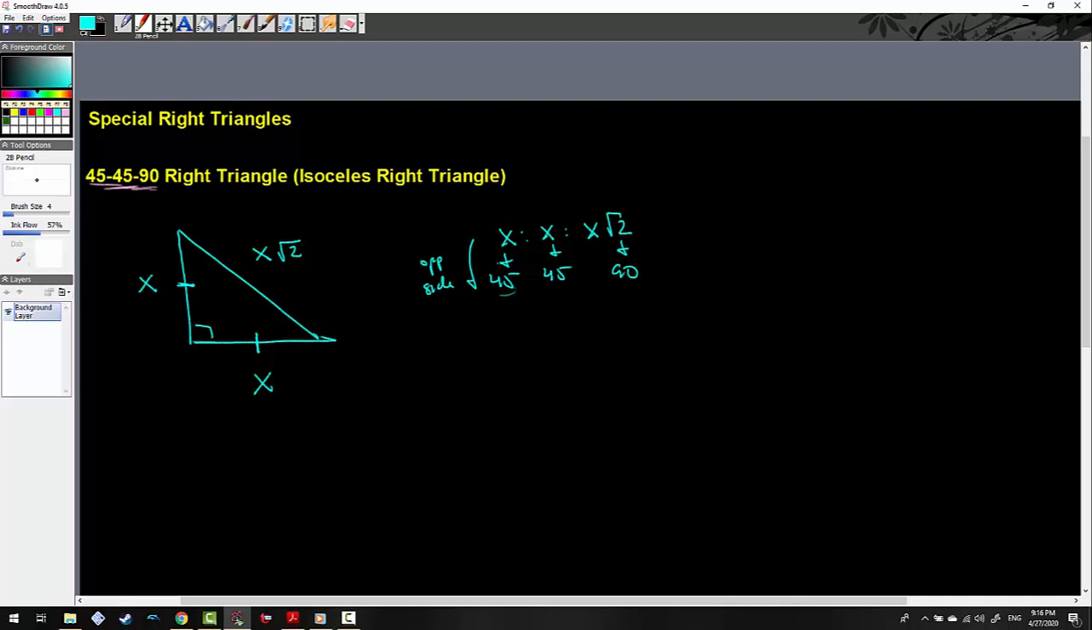So if you notice, opposite the 45 that's up here, because remember, if the sides are the same, the bases are going to be the same, the angle here is 45, it's opposite of the x. This 45 is opposite the other x. This 90 is opposite the x rad 2. So that is usually your diagram for a 45, 45, 90 right triangle.